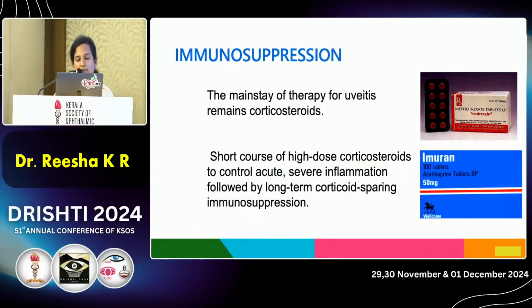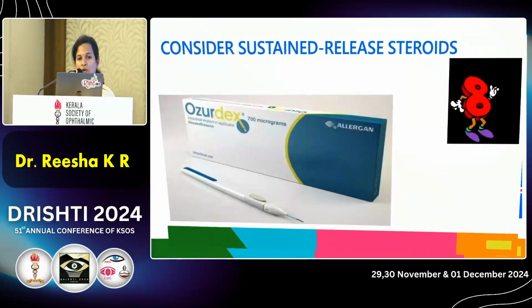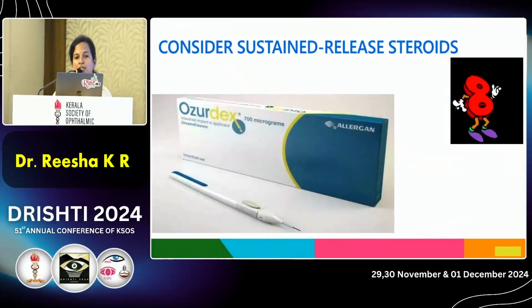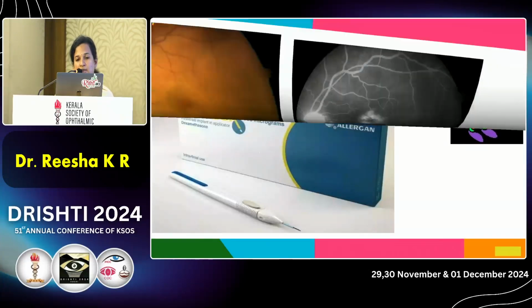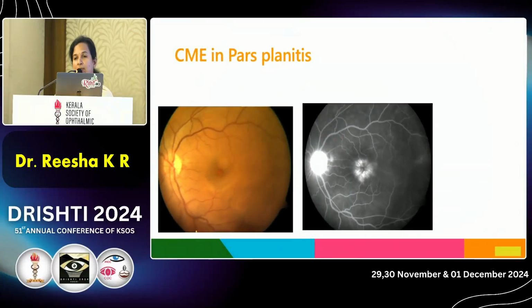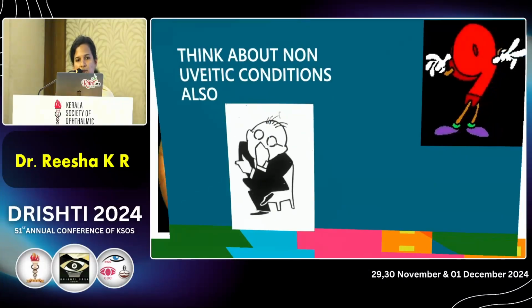Even though steroids are the mainstay of treatment, if the patient needs long-term immunosuppression after a high-dose corticosteroid pulse therapy, you may have to go for immunosuppressive agents or biologicals. Consider sustained release steroids like Ozurdex if the patient has CME complicating intermediate or posterior uveitis.